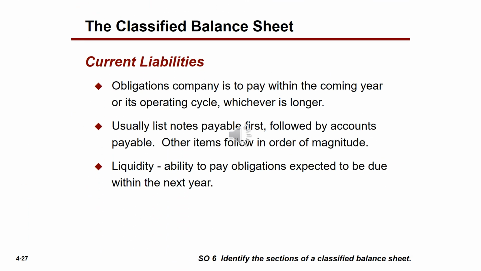Moving on to the liabilities and owner's equity classifications, we start off with current liabilities, and these represent obligations that the company is required to pay within the coming year or its operating cycle, whichever is longer. These usually list notes payable first, followed by accounts payable, and other items follow in order of magnitude. Liquidity is the ability to pay obligations expected to be due within the next year.